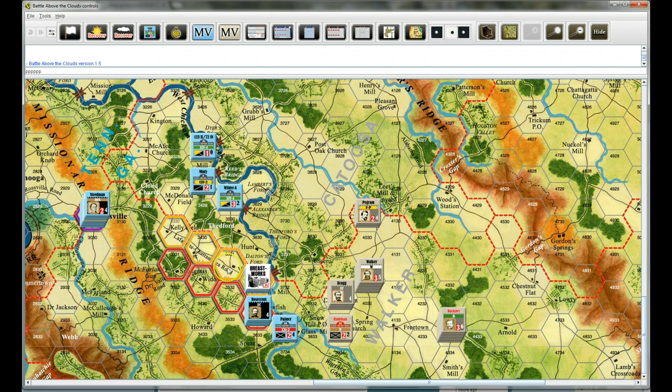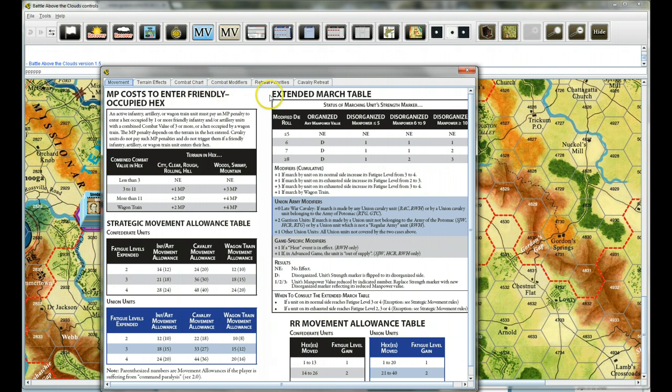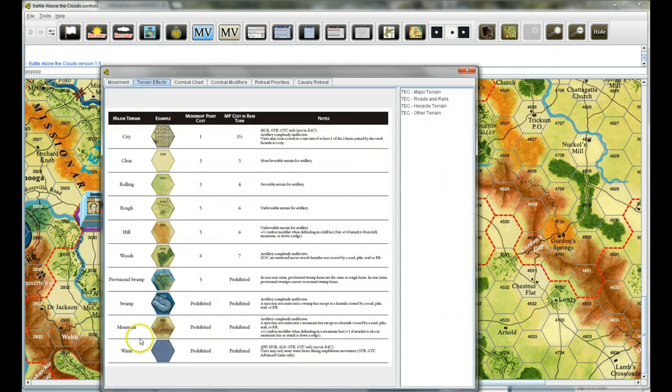So starting here with just a basic unit, I'll look at Hindman right down here. And we're going to activate him. Now, the important thing to know, and we're going to look at the charts here very quickly, is the movement costs and terrain effects. Those are going to be very important here.